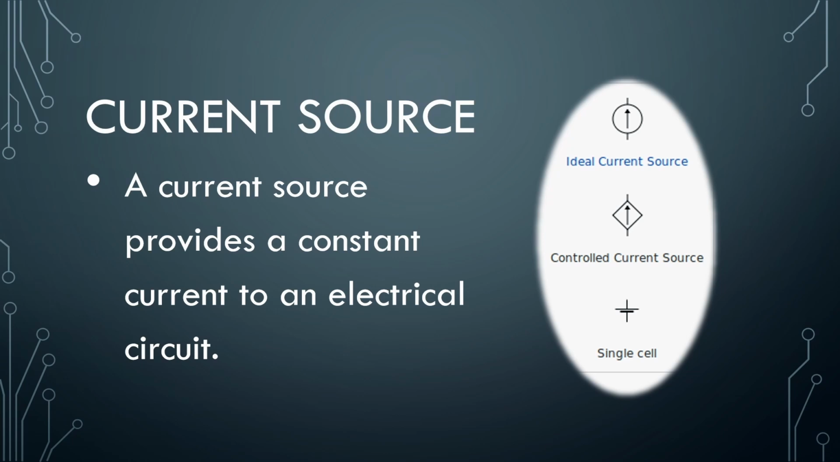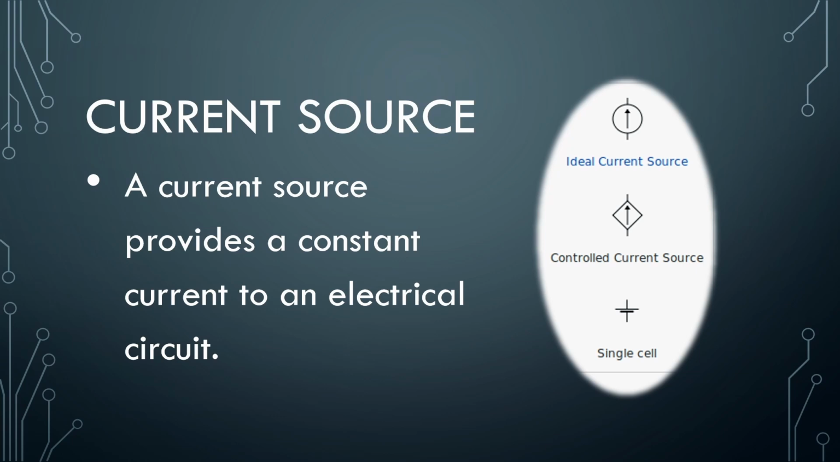Characteristics of current source. Current level. The specific current it supplies, such as 1 milliamp or 10 milliamp. The common examples of current source are LED drivers, transistors, and current regulators.